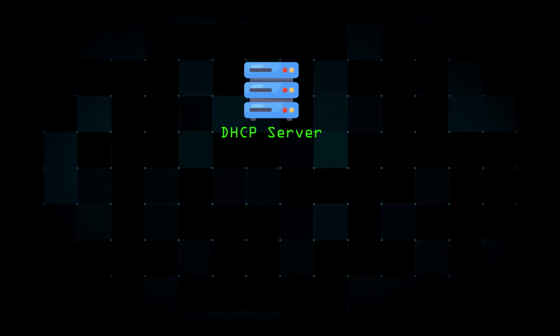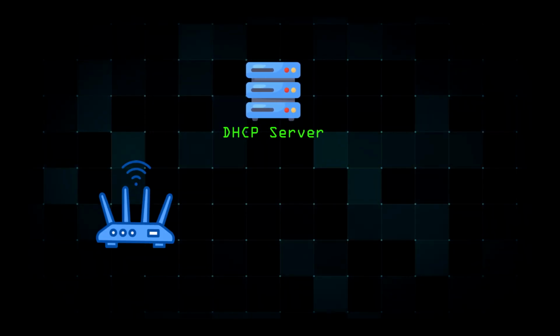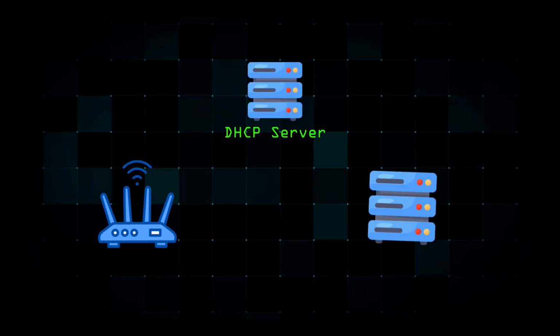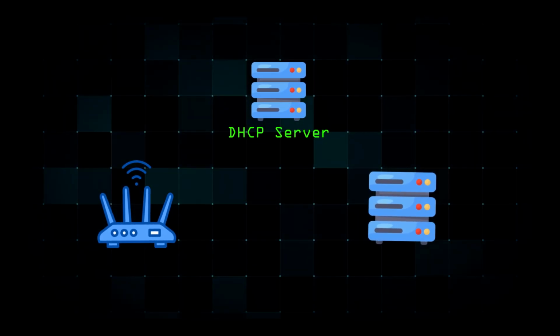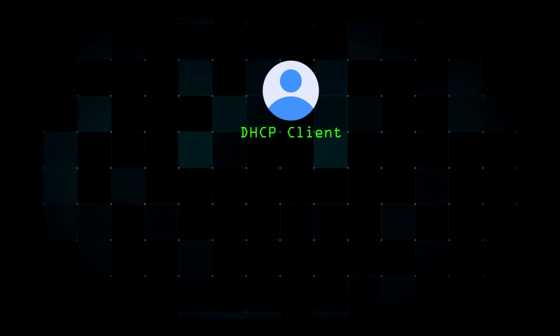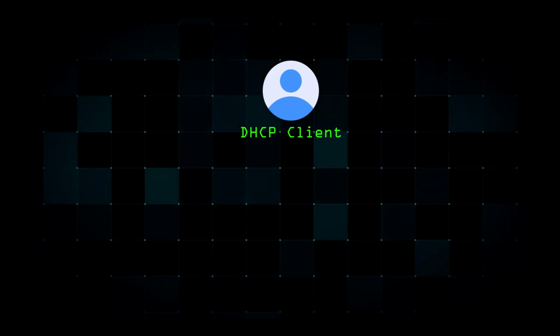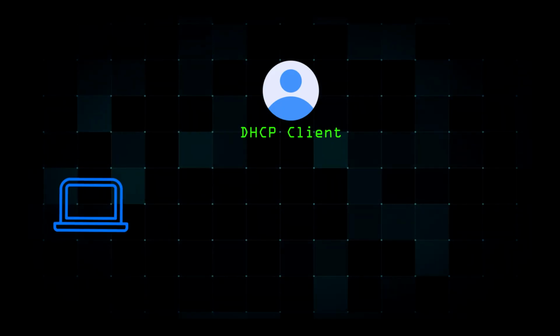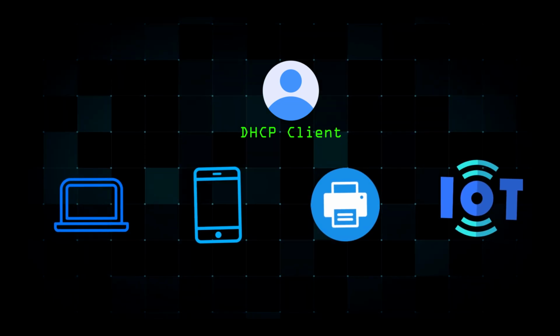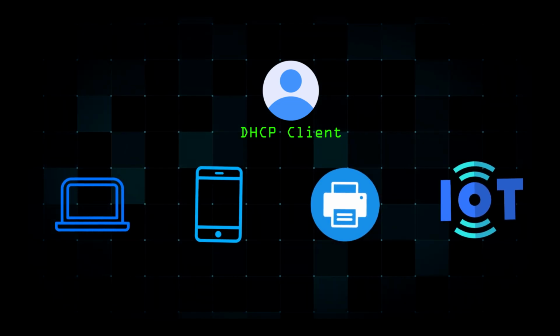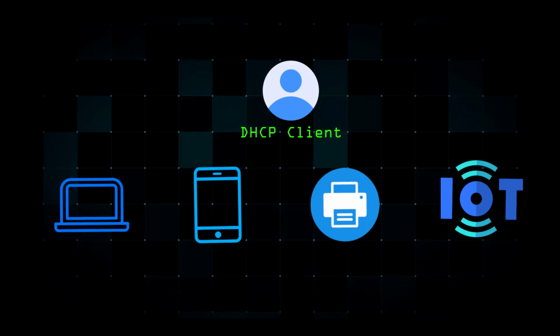First, we have the DHCP server. This is usually your router or a dedicated server. It manages everything, keeps a pool of IP addresses, and assigns them to devices. Next is the DHCP client. This is any device you use, your laptop, phone, printer, even IoT devices. Basically anything that connects to the network and requests an IP address.